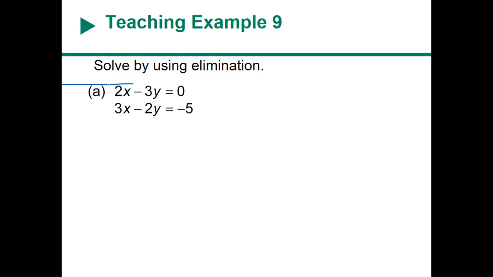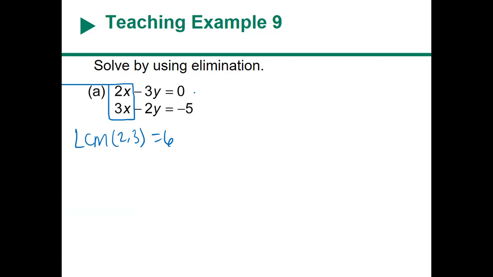So focusing on eliminating X, I have to make the coefficients the same but opposite, right? Same but opposite. So what you're asking yourself is, what is the least common multiple of 2 and 3? 6. So I need to transform 2 and 3 into a positive 6 and a negative 6. It does not matter which is negative. It does not matter which is positive. Just one has to be negative and the other has to be positive.